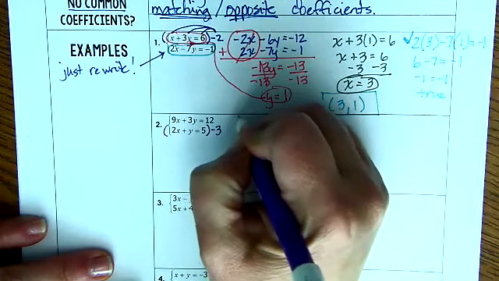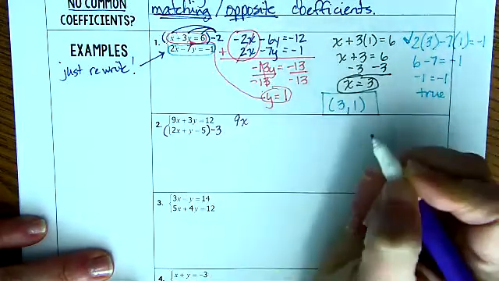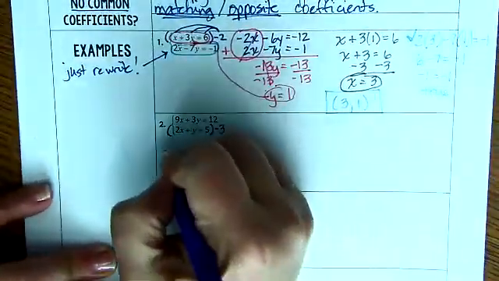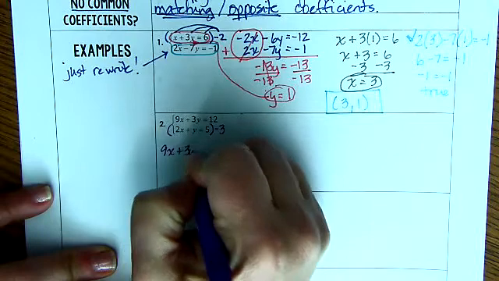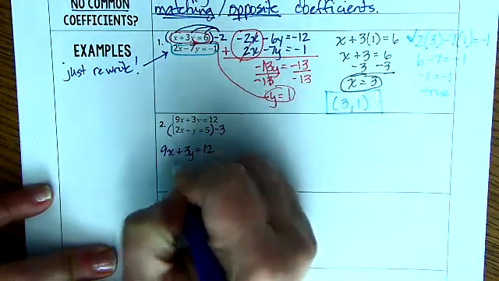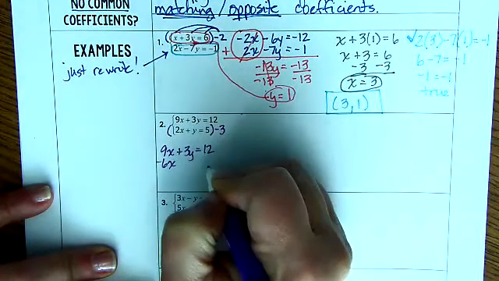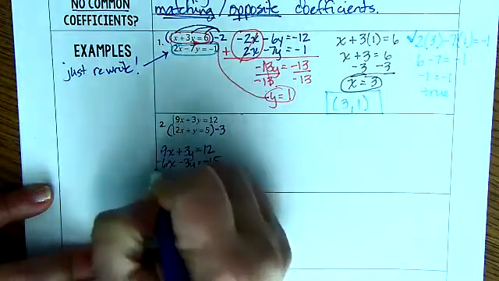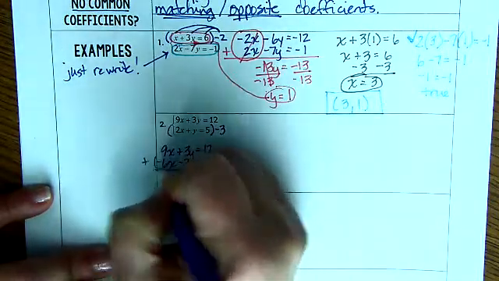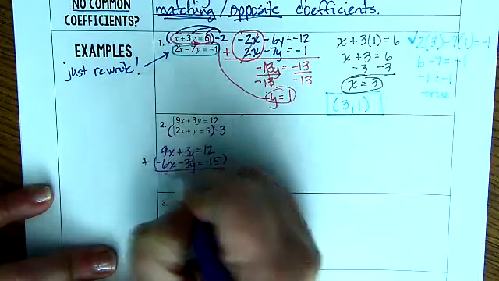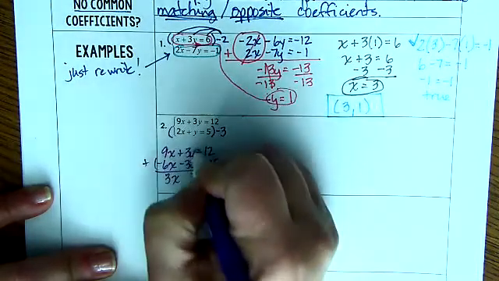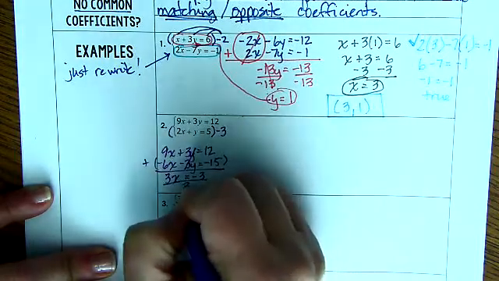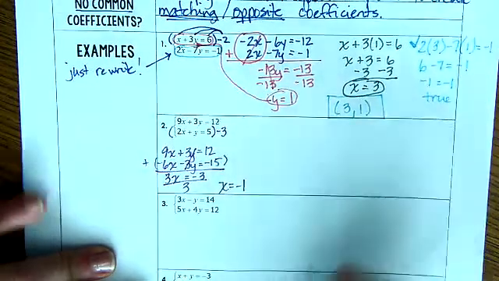So now I'm going to rewrite this top one. And I could do it there, or I sometimes like to write it underneath. So I have 9x plus 3y equals 12. And then I have -6x minus 3y equals -15. And now I'm adding all of this together. So I get 3x, this cancels, equals -3. Divide by 3, and I get x equals -1.